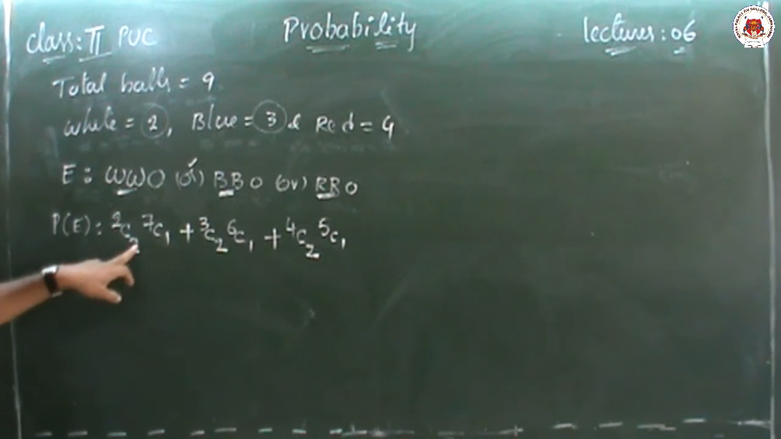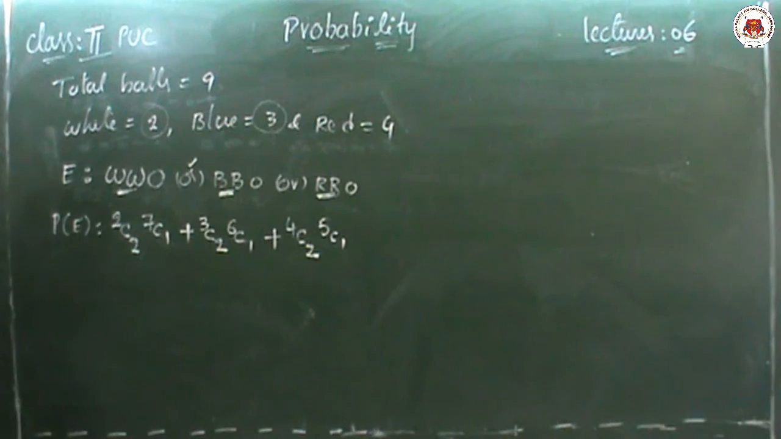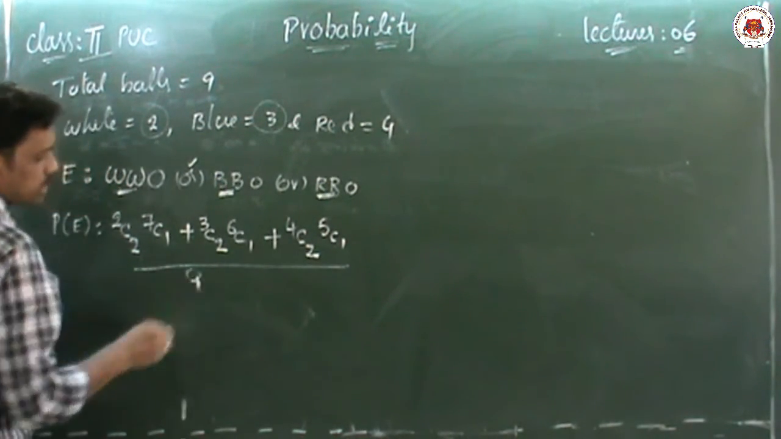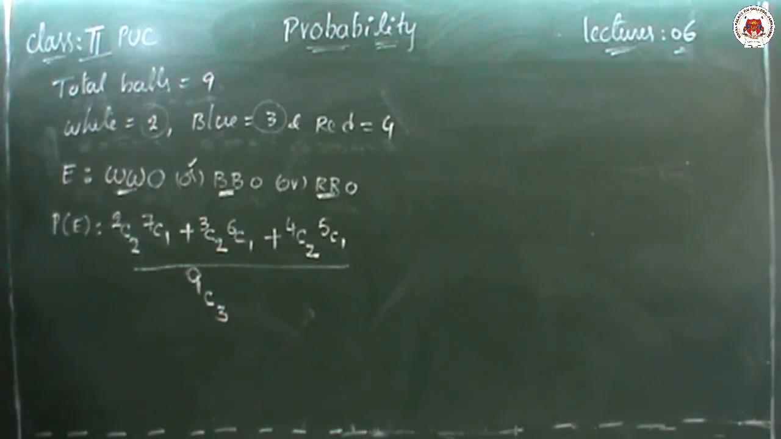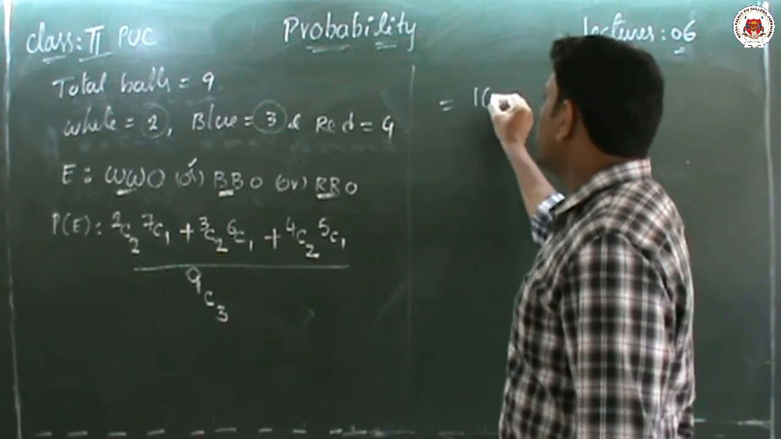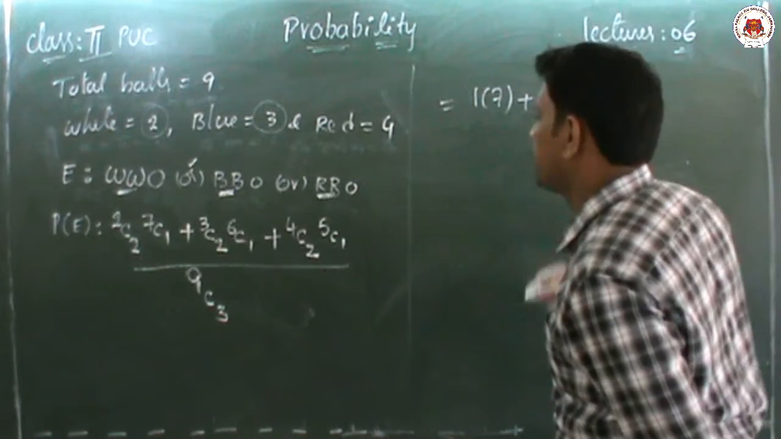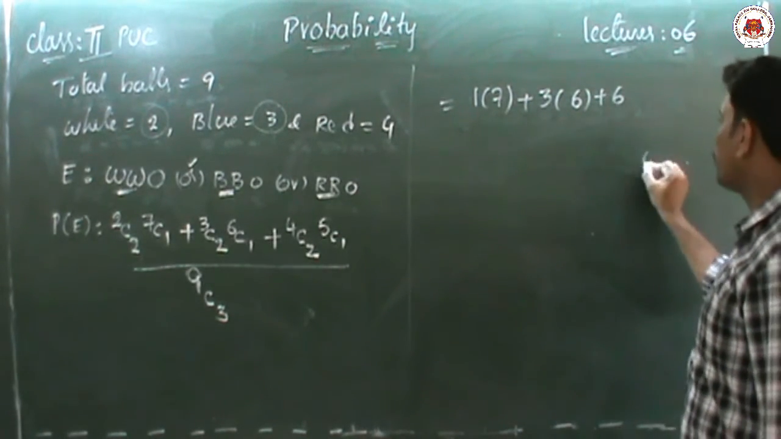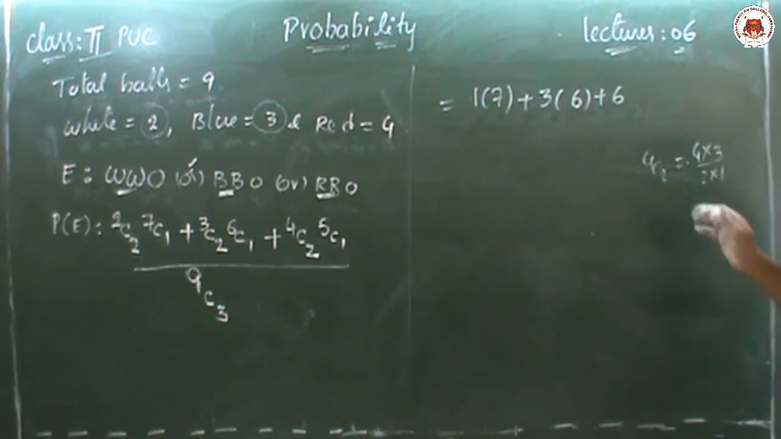So 2 white balls and 1 other; out of 3 blue, 2 blue and 1 other; out of 4 red, 2 red and 1 other. In total there are 9 balls, and out of these 9 balls he is going to take 3. This is the meaning. So 2C2 value is 1. 7C1 value is 7. 3C2 value is 3. 6C1 is 6. 4C2 is 4 into 3 by 2 into 1, so it is 6.